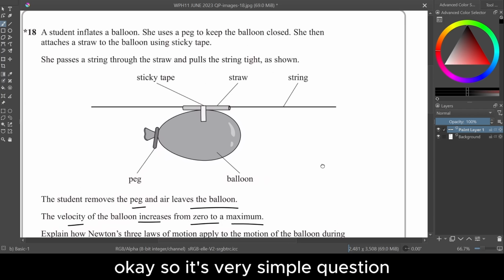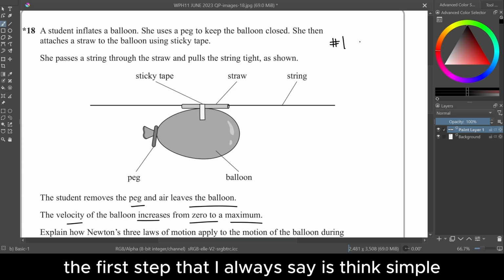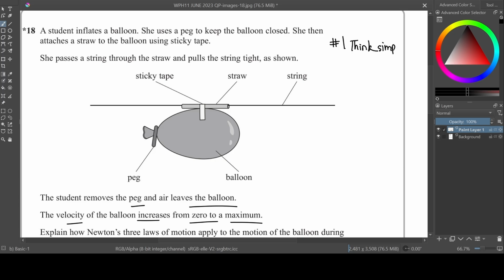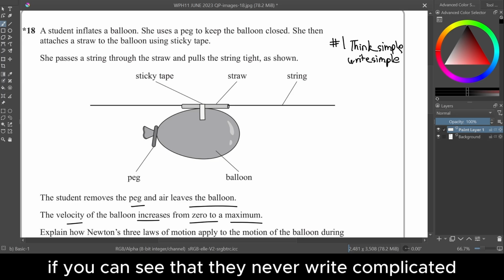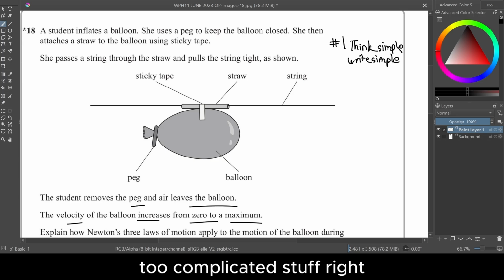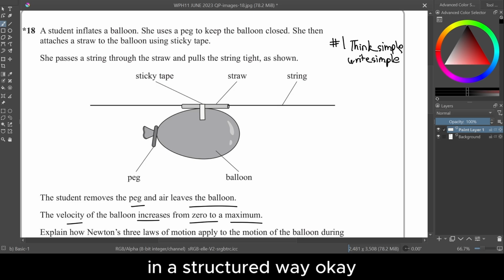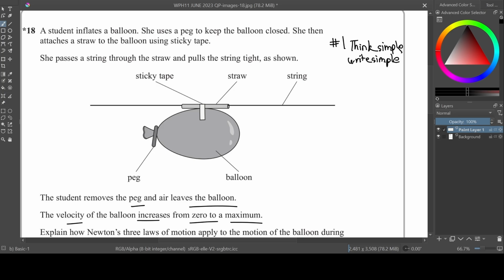Okay, so it's a very simple question. So what is the first step? The first step that I always say is think simple, write simple. The examiner never writes too complicated stuff, right? They ask you for a simple explanation, you give them a simple and logical explanation in a structured way. Those are the three steps you have to follow: simple, structured, and it should explain the situation properly.